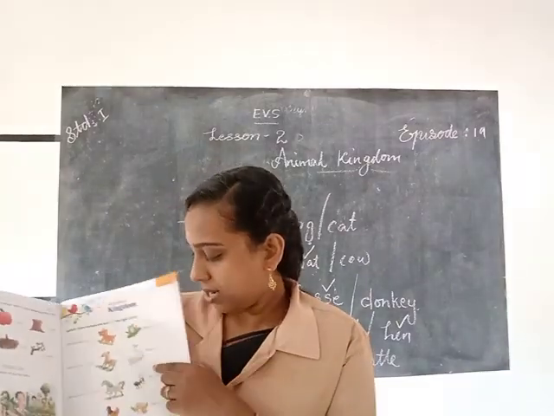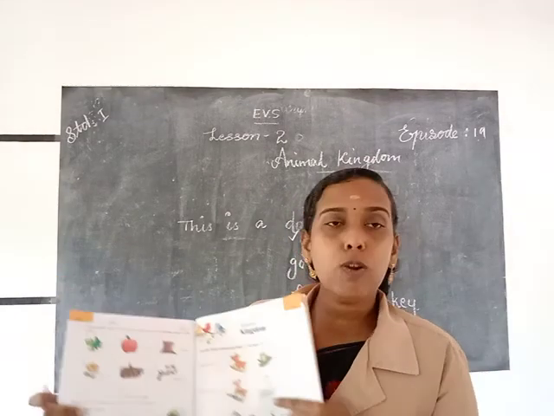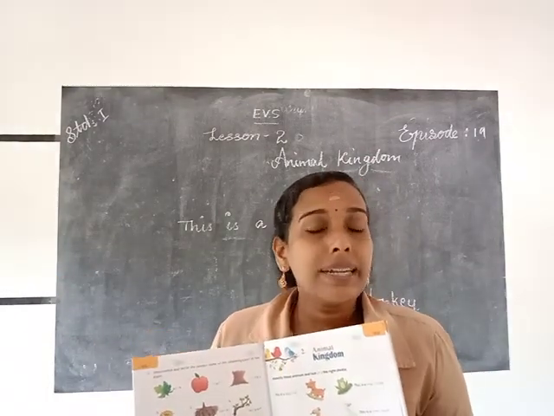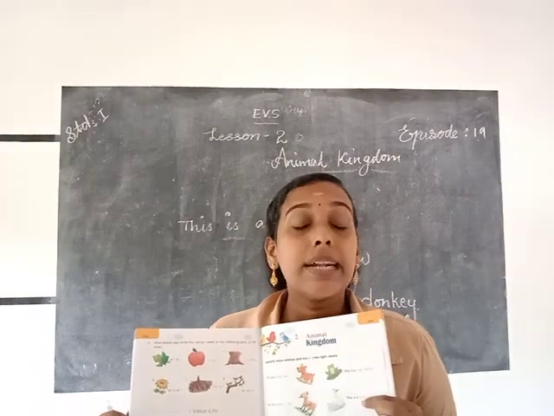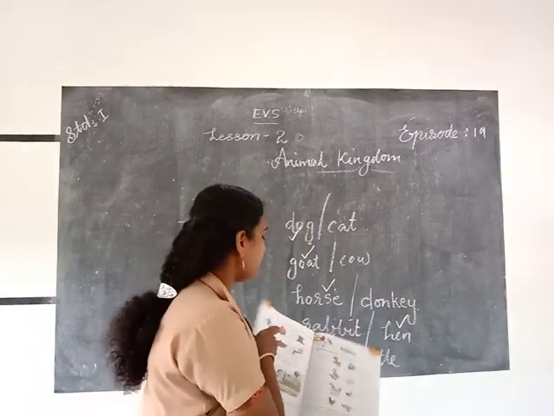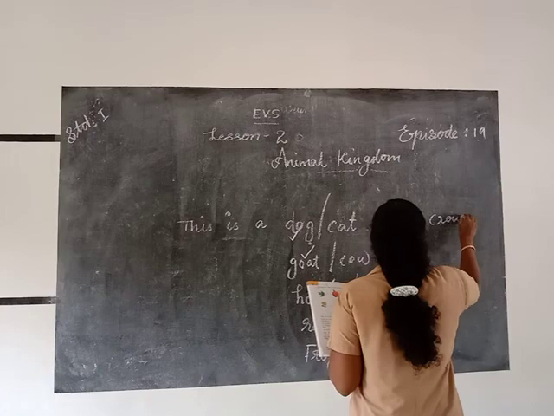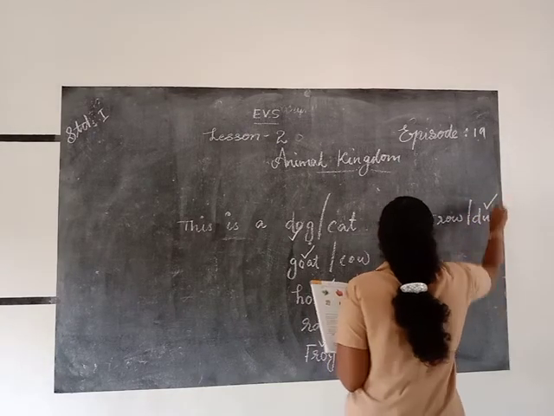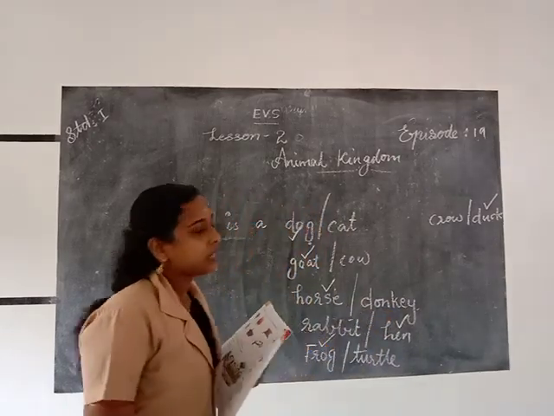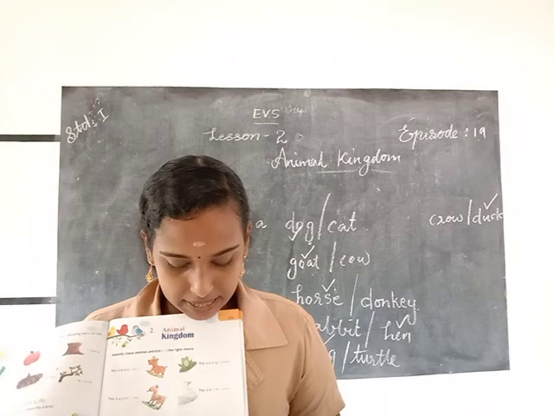Here is the picture. What is this? Is it a crow or a duck? It's a duck. The given picture shows a duck, D-U-C-K. The options are crow, C-R-O-W, or duck. The correct option is duck. So you take the option duck, D-U-C-K. Then the next question.